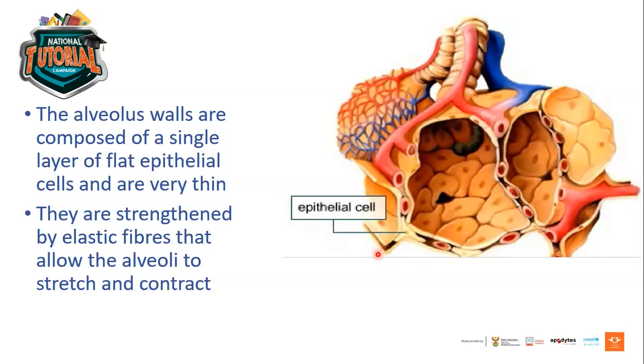Remember, they are there in the lungs, and the lungs stretch and contract as the process of gaseous exchange occurs. As you breathe in, your lungs expand; as you breathe out, they contract. There's a process of breathing in and breathing out, so there's a stretching and contraction of the lungs. The epithelial cells assist with that, because they are strengthened by what we call elastic fibers to allow the alveoli to stretch and contract.